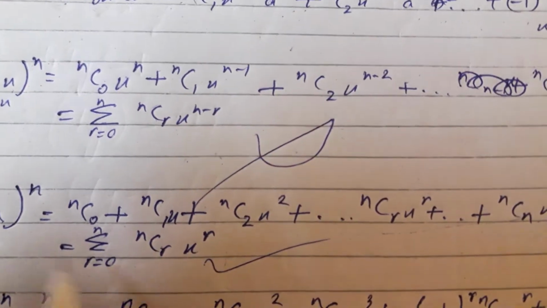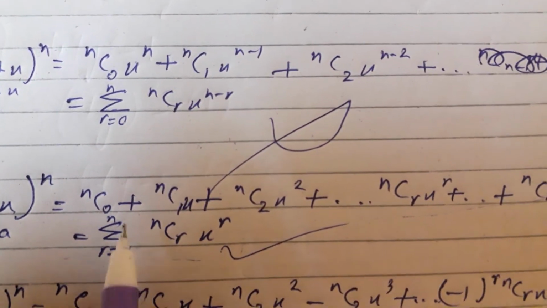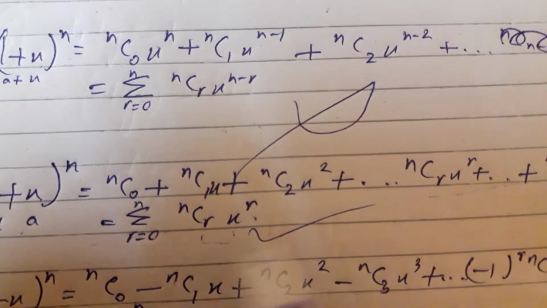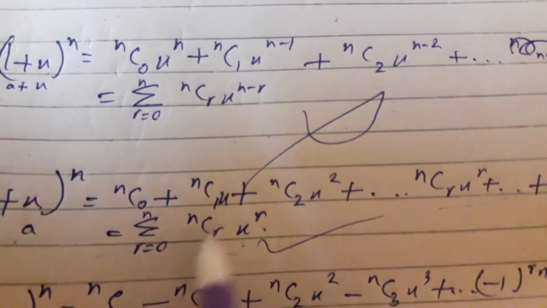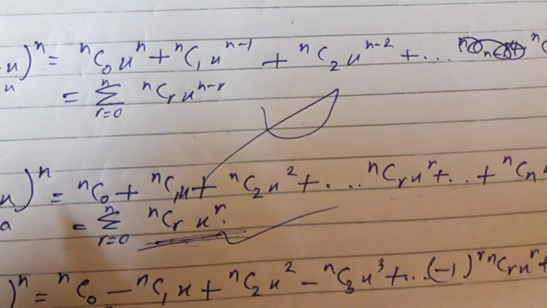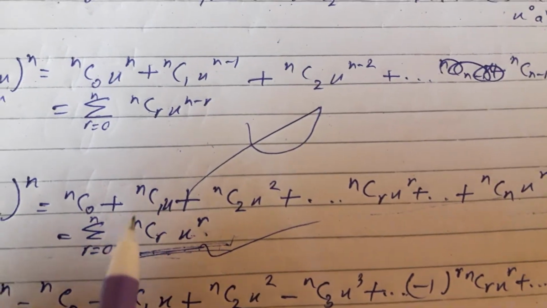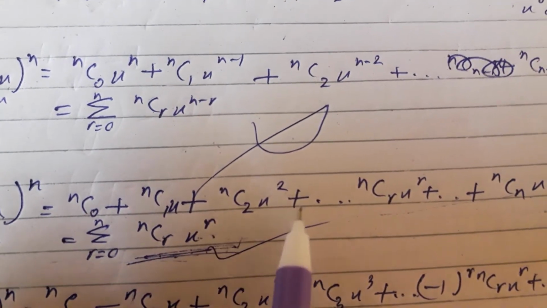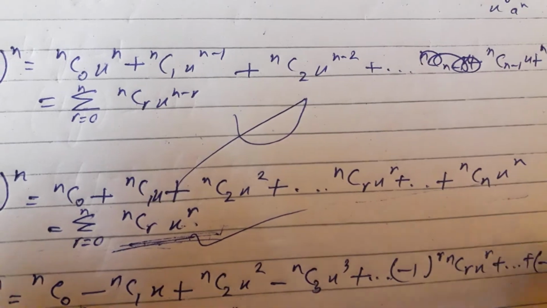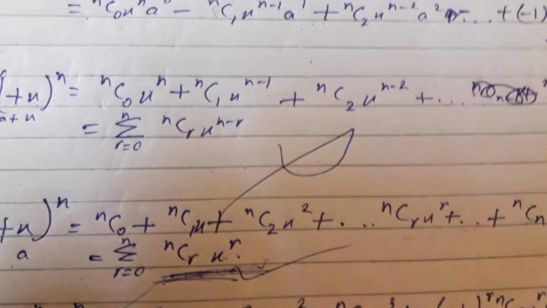See, nC0 + nC1 x ... here I have written the short form, summation nCr x^r, because 1 to the power n minus r is obviously 1. So summation nCr x^r, this is the formula, this is the format, with r equals 0, 1, 2, 3, 4 ... n. That is, nC0 + nC1 x + nC2 x^2 + ... + nCn x^n. So this is the main format with r equals 0, 1, 2, 3, 4.